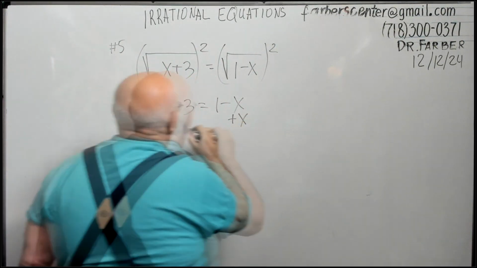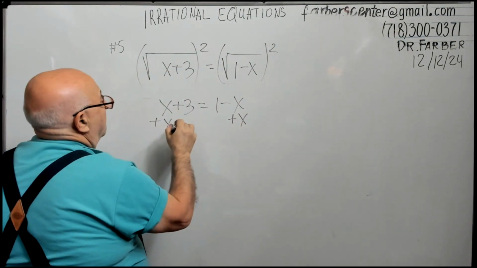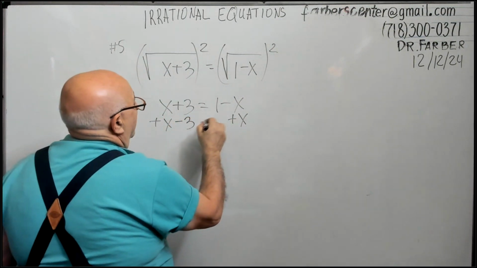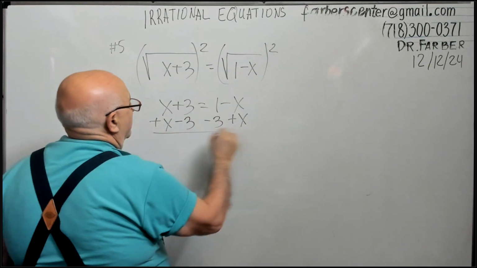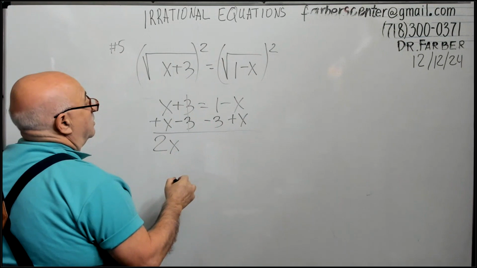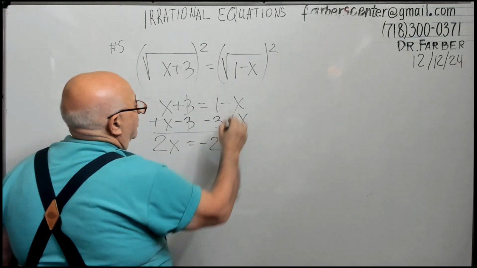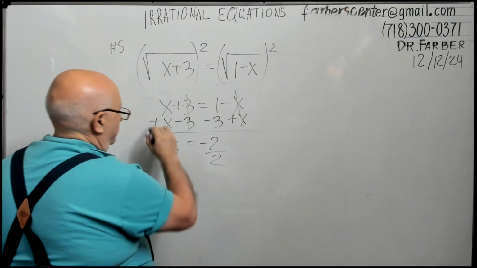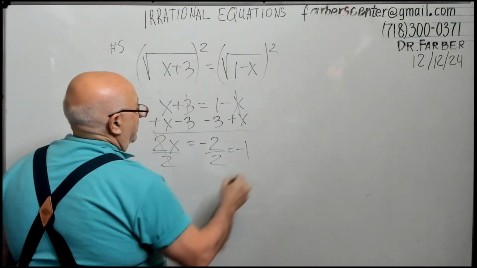Plus x and plus x. Linear equation, right? And minus 3 and minus 3. The 2 x's cancel out, equals minus 2. Divide by 2 both parts. x equals minus 1. Check.